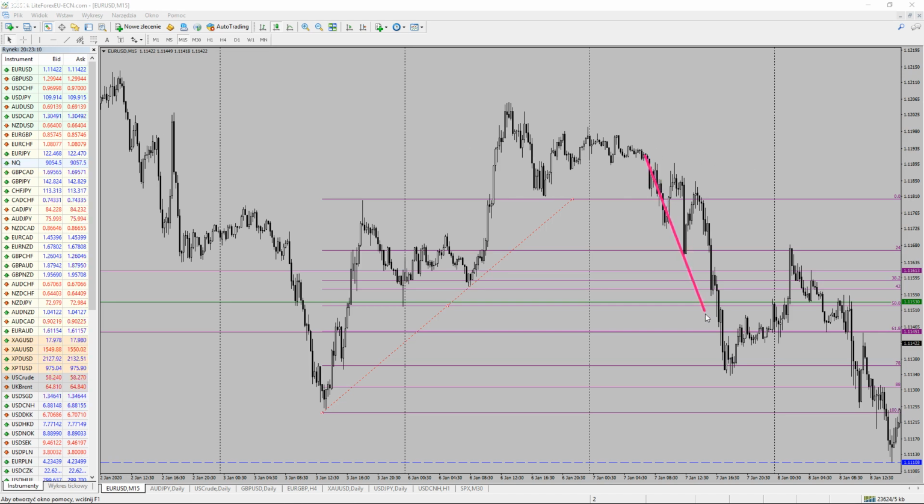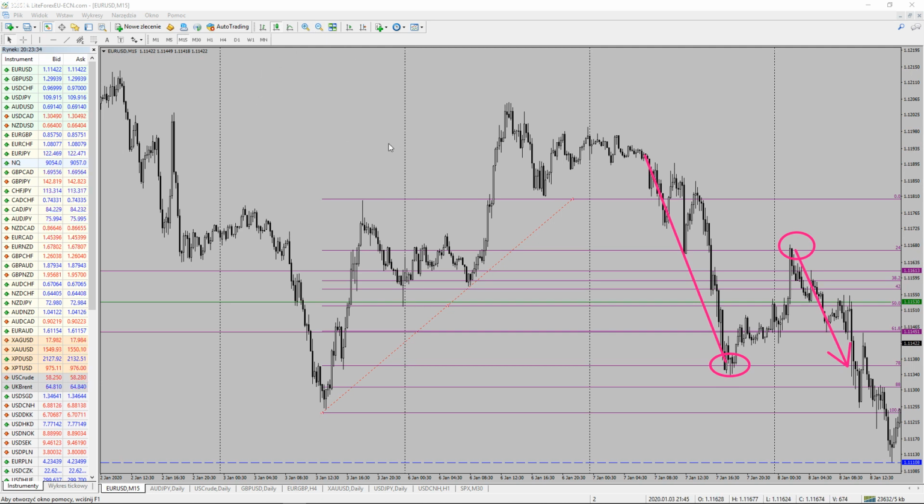Oh my, 78. Oh my, 24, first target been hit. Move the stop higher. Well, the second part would be stopped out. But that's how it works, right guys?